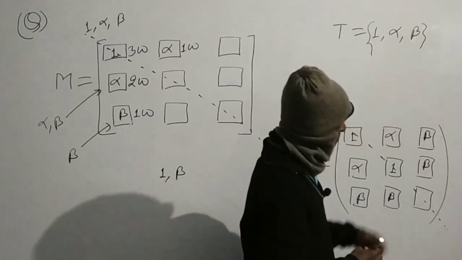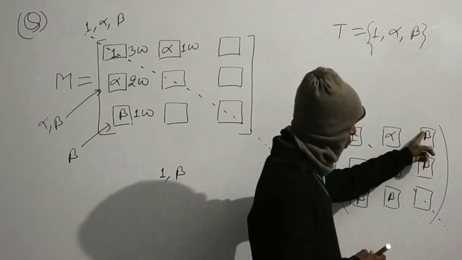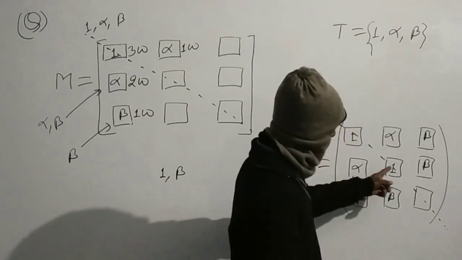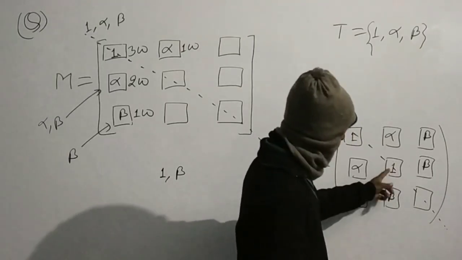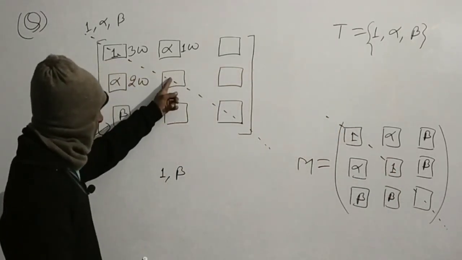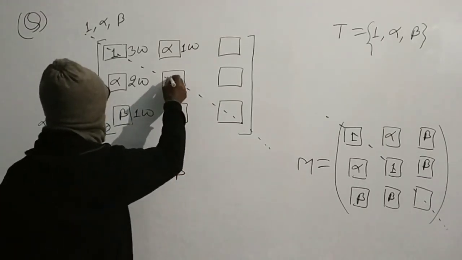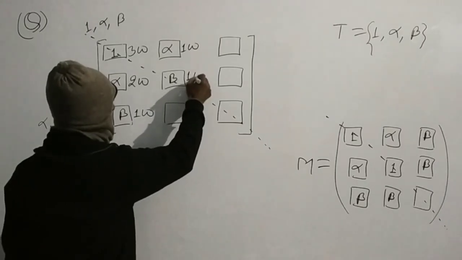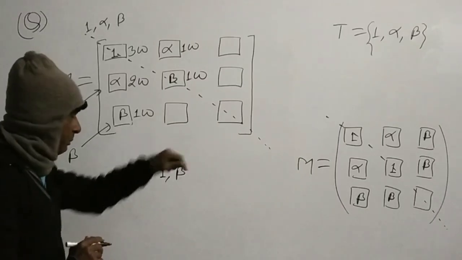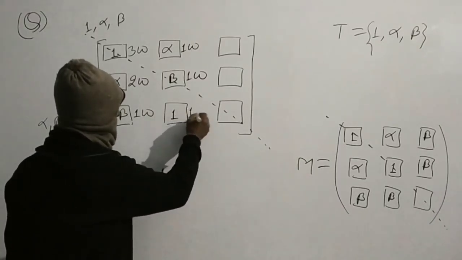Now there appear 2 betas in one column. Therefore, the sum of this column cannot be 0. That means this place cannot be filled up by 1. That means this place can be filled only by beta, in one way. Here is alpha, here is beta. That means this place can be filled only by 1. That means in one way.